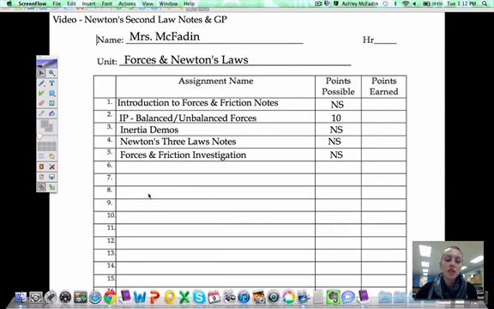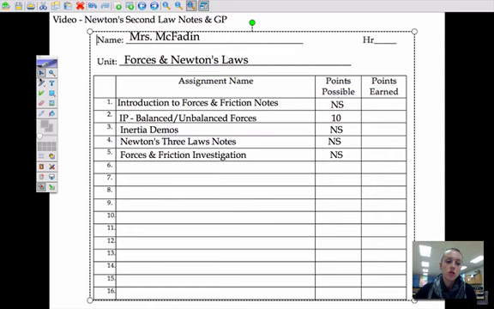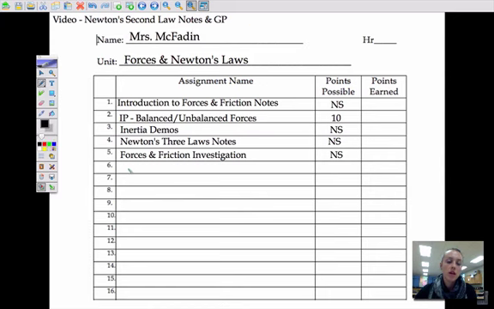So today's video is going to focus on our second learning target for the unit, which is based on Newton's second law, and we're really going to focus on how to manipulate the Newton's second law equation in order to solve for its components. The first thing I need you to do is take out your gold unit organizer and label slot 6 as Newton's second law notes in GP.